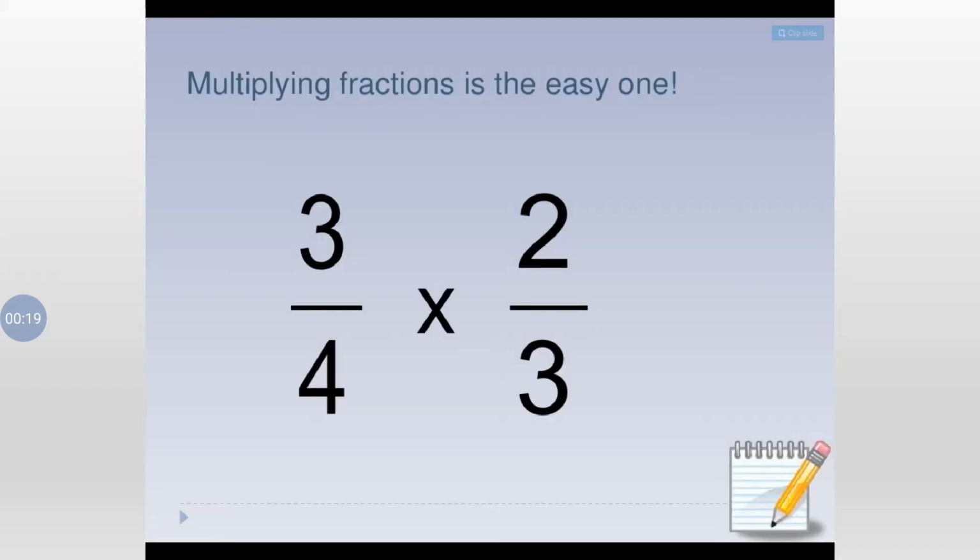Multiplying fractions means, for example, 3/4 into 2/3. So a/b into c/d: the product of the numerators divided by the product of the denominators.